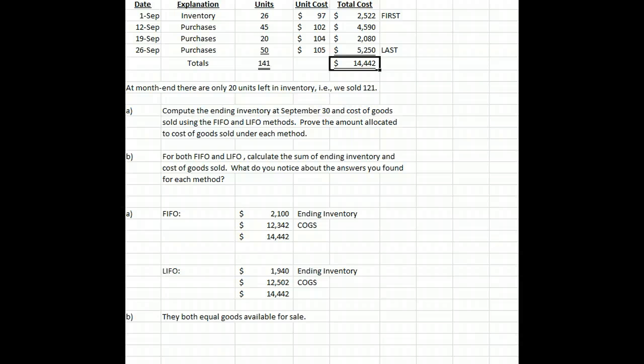FIFO means first in, first out. LIFO means last in, first out. And the other lesson of this problem is if we have goods in inventory, either we sold them or we still have them. Those are the only two choices.